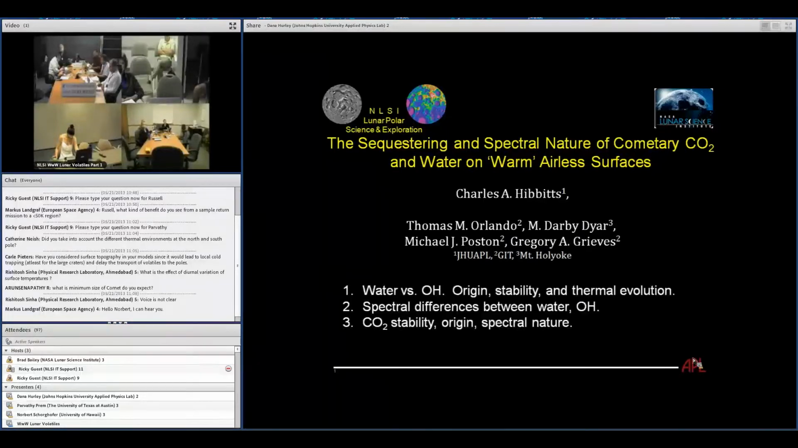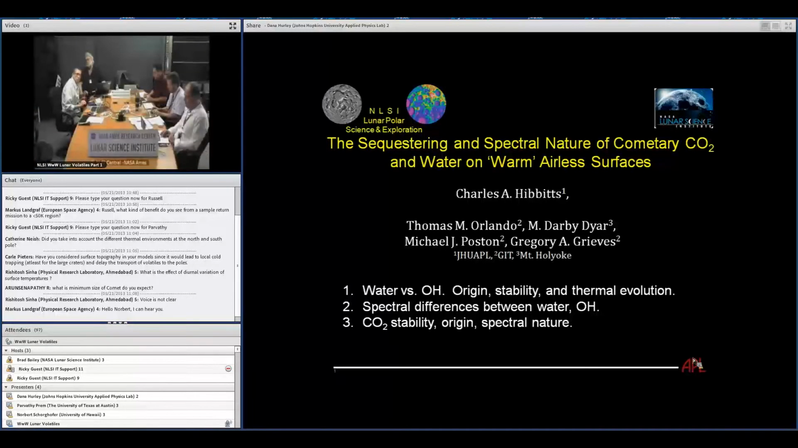So I want to talk about water versus OH, because the differences are important, and origin, stability, and thermal evolution. I'll just touch upon these in a few minutes. In my lab here at APL, we're looking at the spectral stabilities, and qualitatively the spectral nature, and qualitatively the thermal stability for water, OH, and CO2 on different materials.